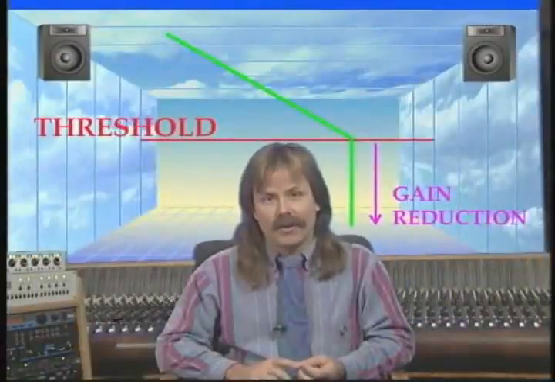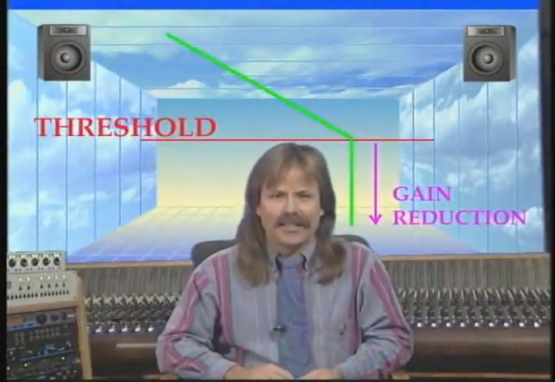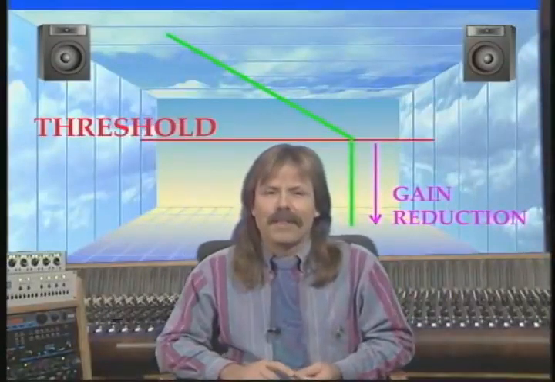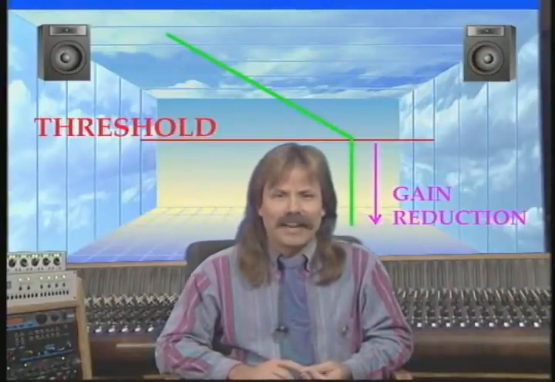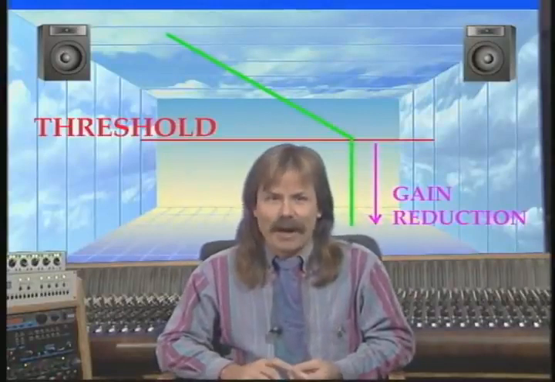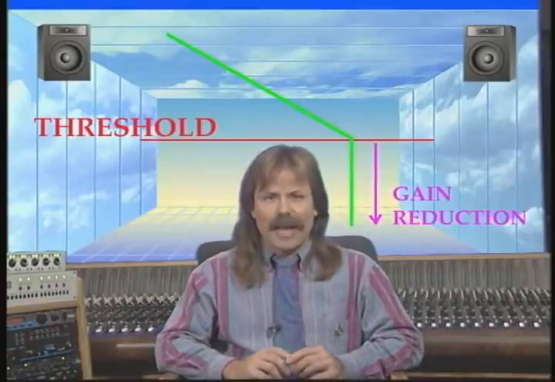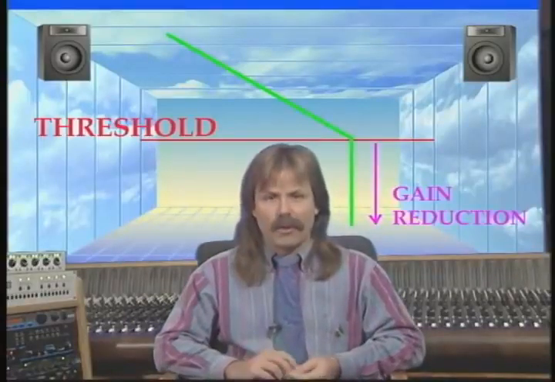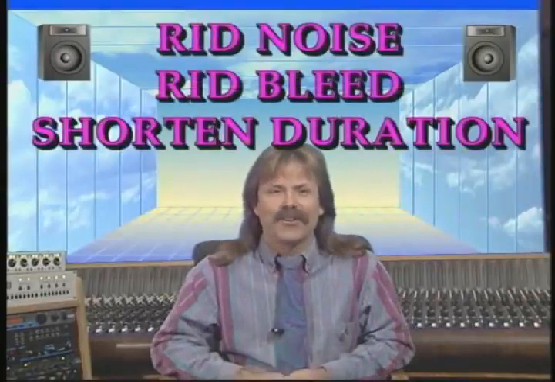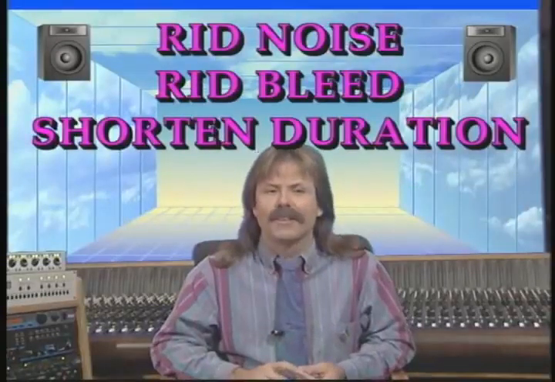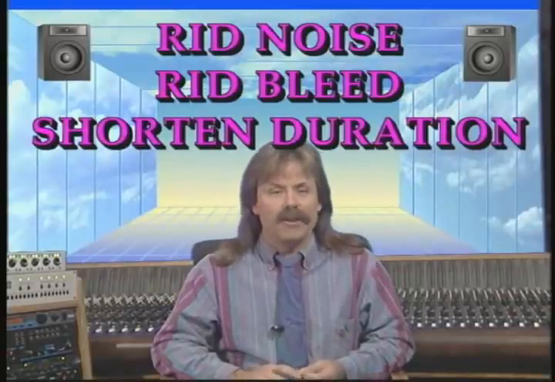Like compressor limiters, the function of a noise gate is to turn the volume down. Therefore, compressor limiters and noise gates are often packaged together in one box. The difference is that noise gates turn the volume down when the volume falls below the threshold. Noise gates have three main functions: to get rid of noise, to get rid of bleed, and to shorten the duration of a sound.